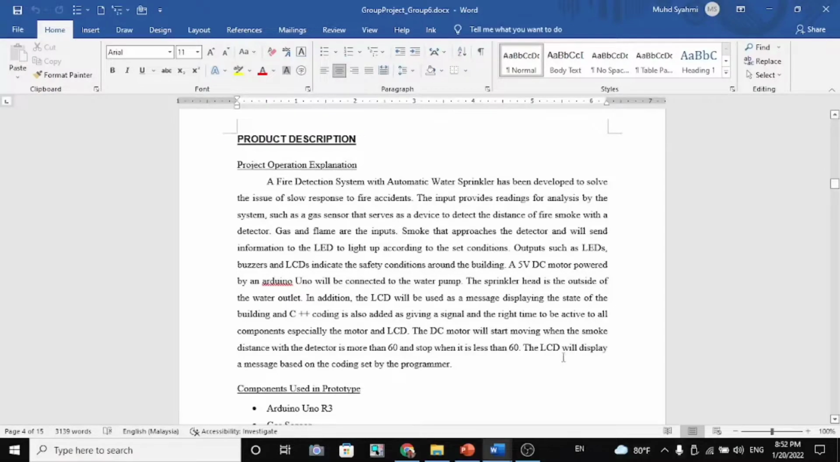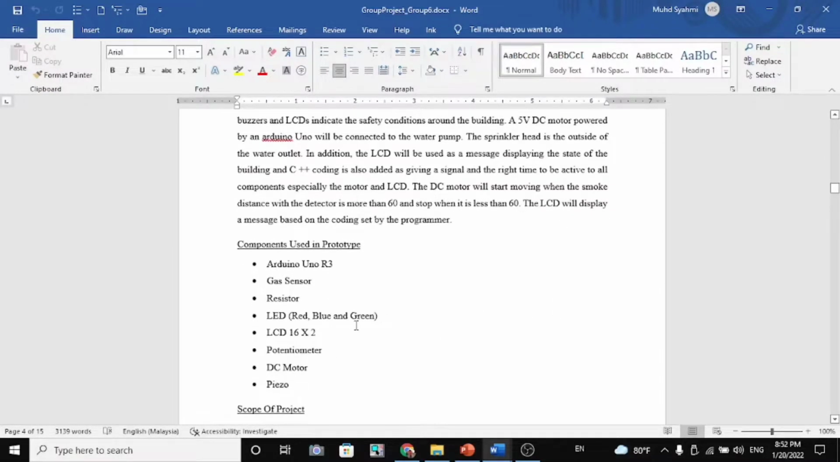From our project, the components used in the prototype are Arduino Uno R3, gas sensor, resistor, three LEDs of three different colors, red, blue and green, LCD 16x2, potentiometer, DC motor and piezo.